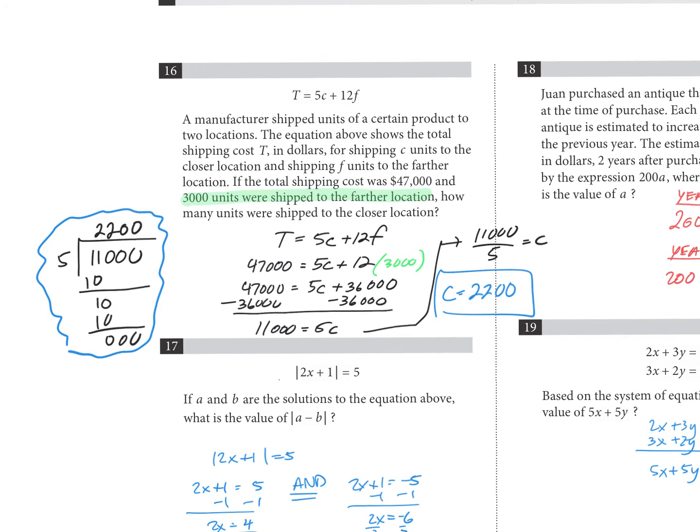So this one gives you some information here. It says a manufacturer shipped units of a certain product to 2 locations.